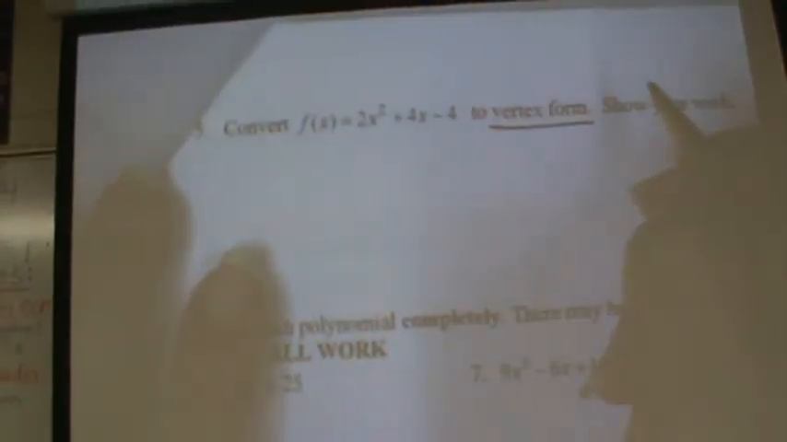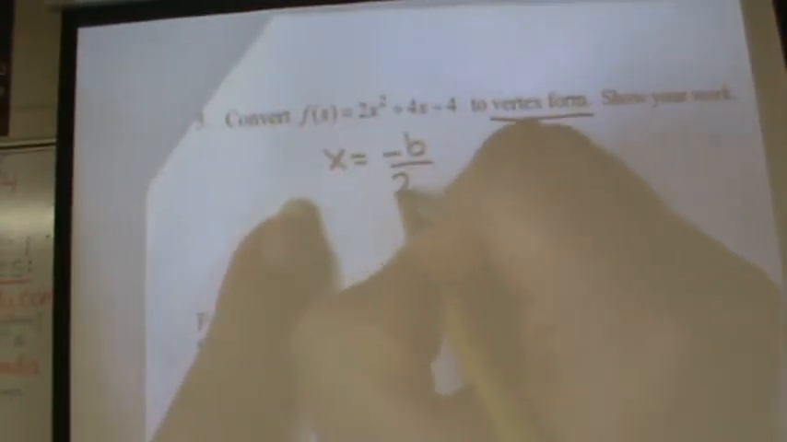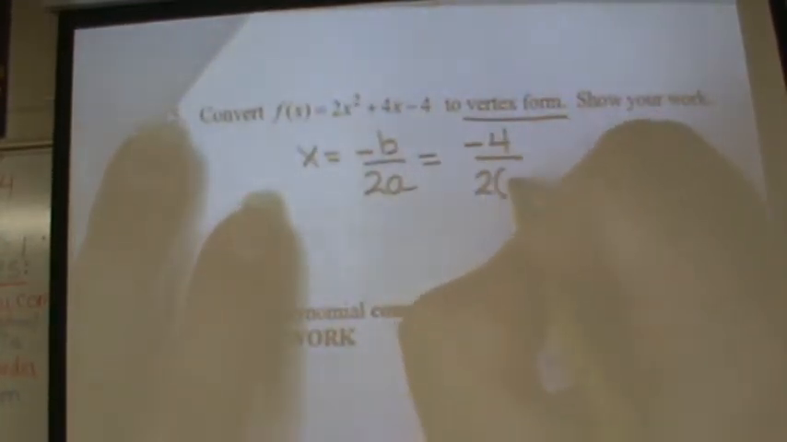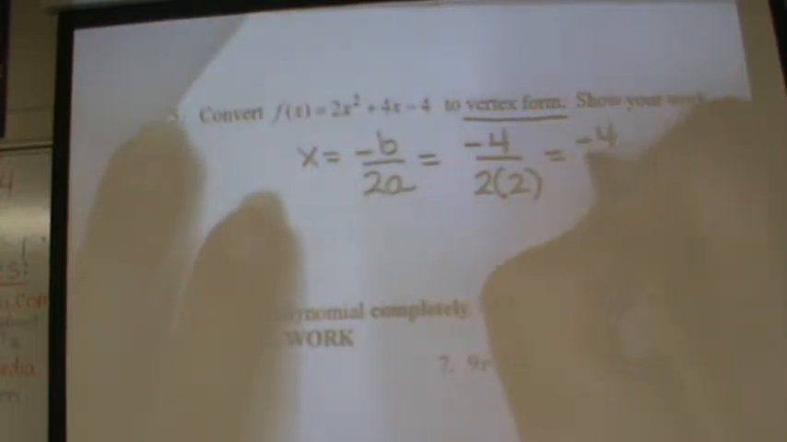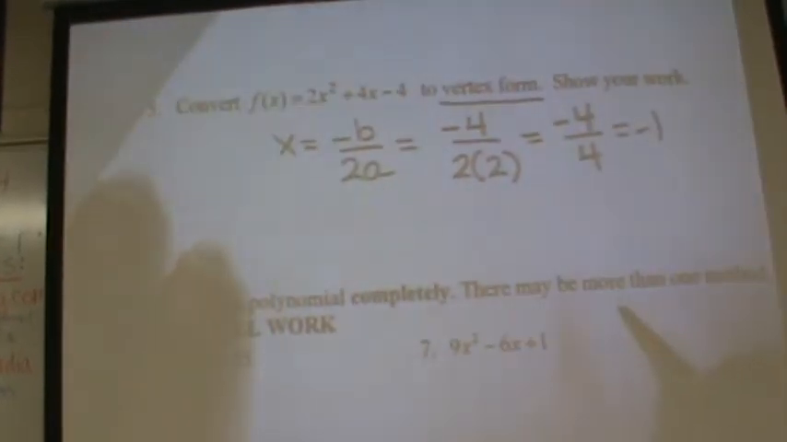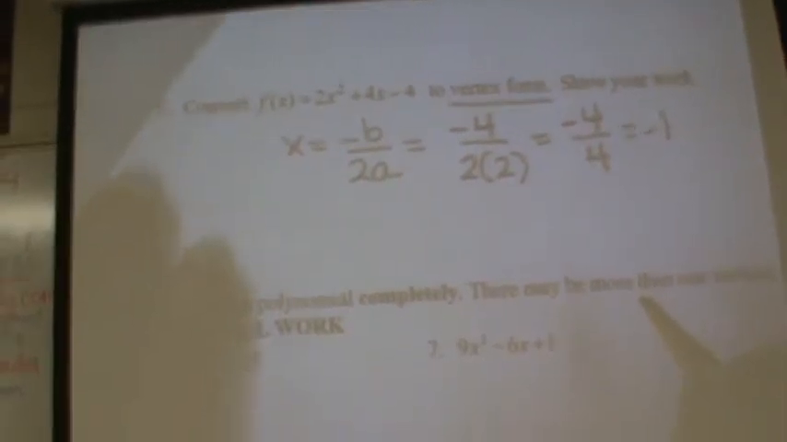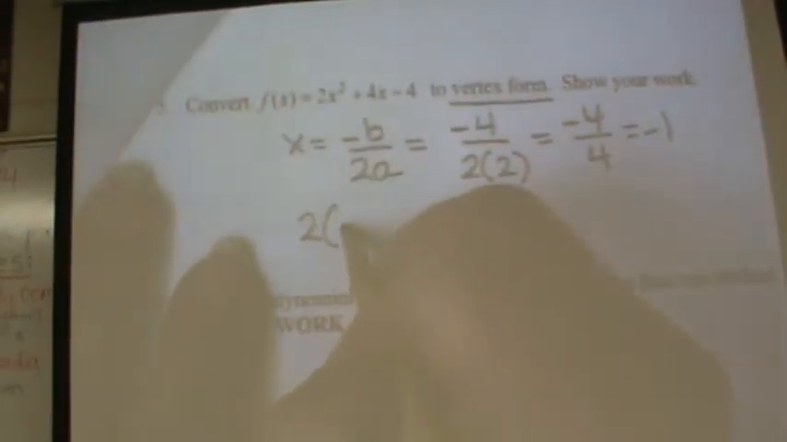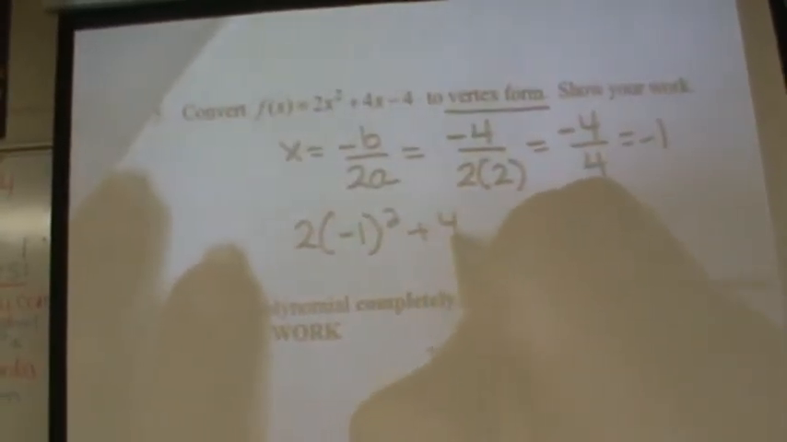What do you do to convert something from standard form to vertex form? Well, vertex form means we need the vertex. How do you find the vertex? Negative b over 2a. What's the b value? It's 4, so it's the opposite of that. Negative 4 over 2 times 2. What's negative 4 over 4? Negative 1. So how do you find the y value then? Remember we need the vertex? You're going to plug in x. What's 2 times negative 1 squared plus 4 times negative 1?